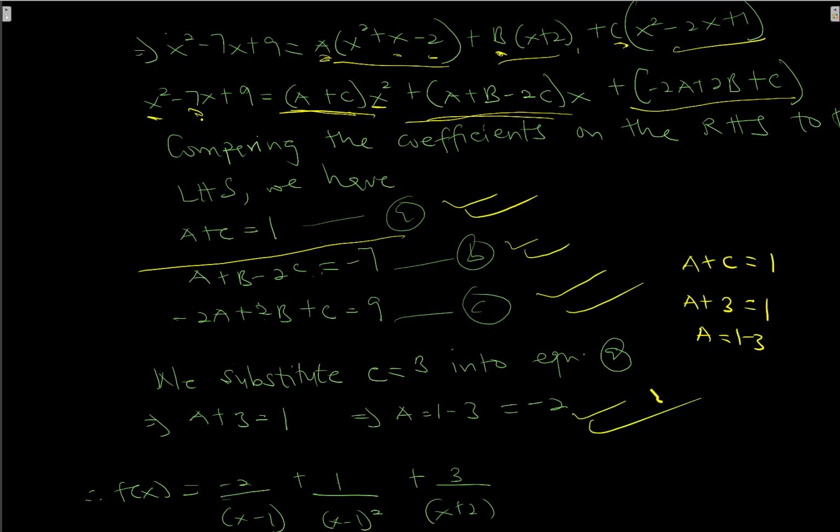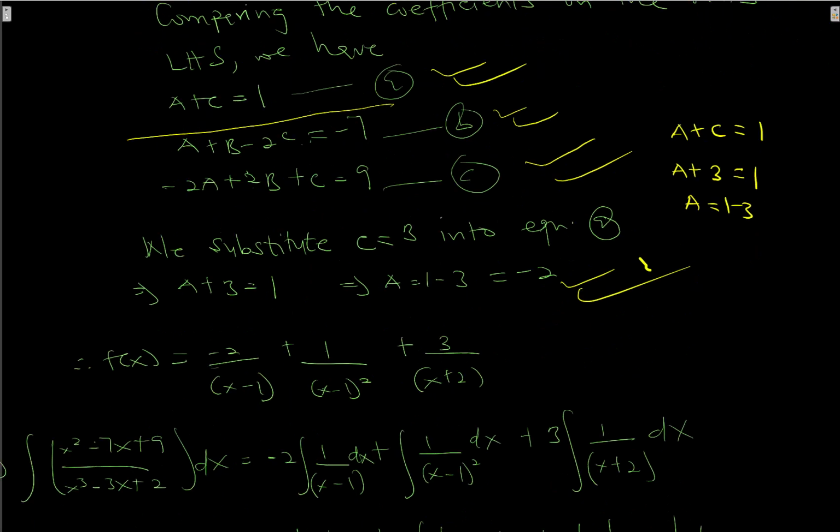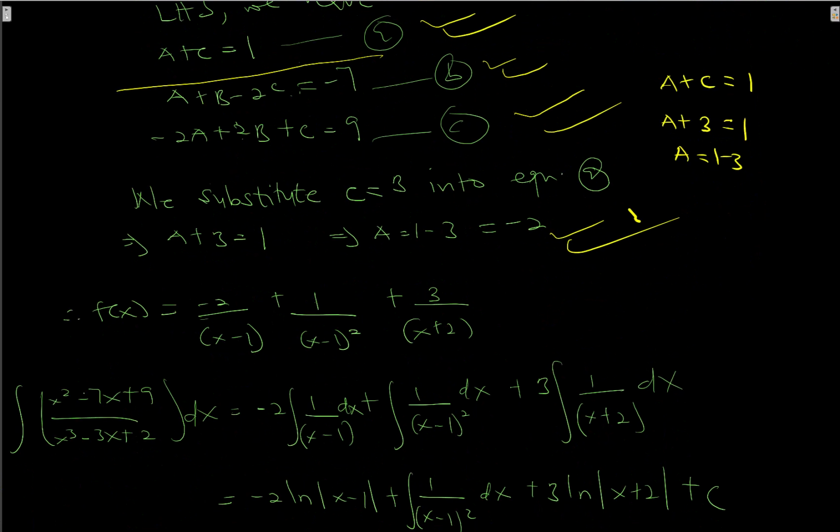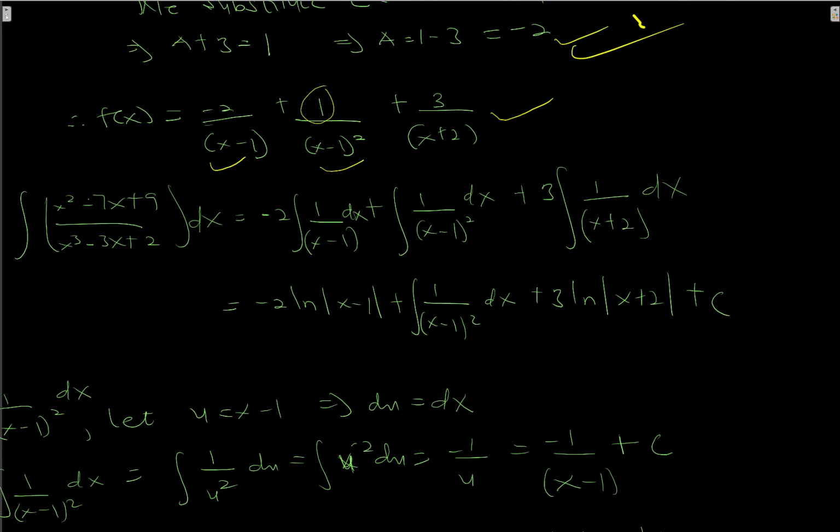So therefore our f of x becomes, here is what? A is negative 2 over x minus 1. Our b is 1. Then our c is this. And now we can what? Integrate both sides of the equation. And when you do that, you obtain this.